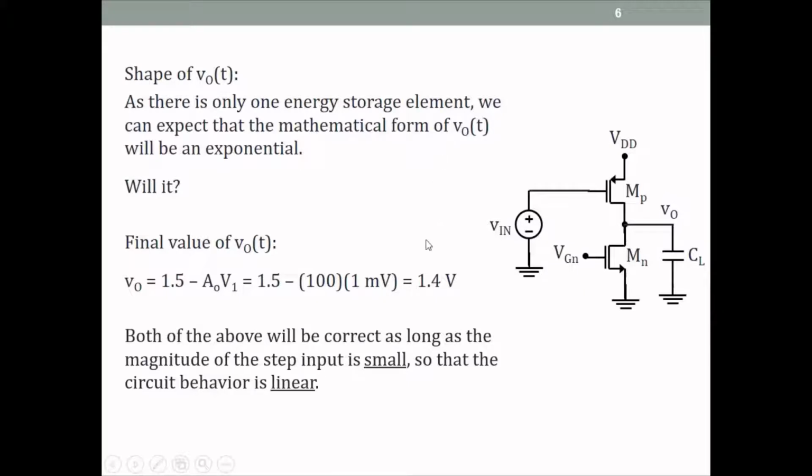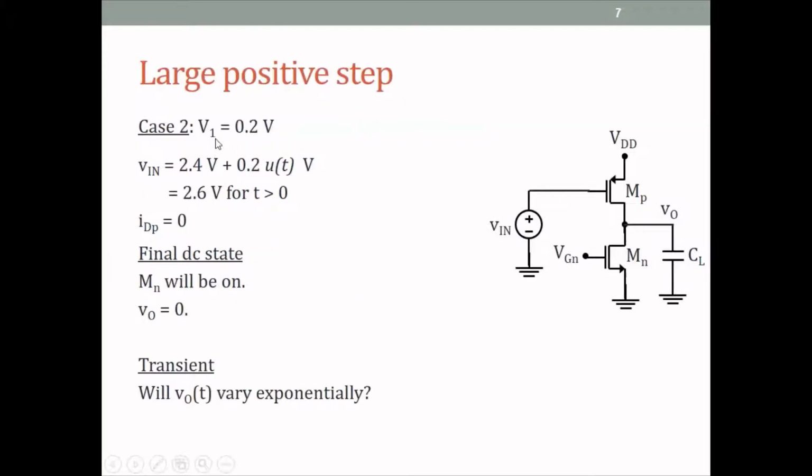All right, let's see what happens if the input voltage is not small. So that is the next case. We're saying the input step now is 0.2 volts, so 200 millivolts, which is a large step if you think about it, because 200 millivolts times a gain of 100 will give an output change of 20 volts, which is very large, right? So let us analyze for a step of 0.2 volts.